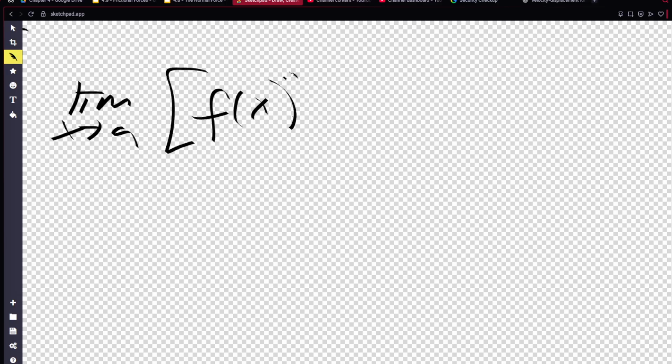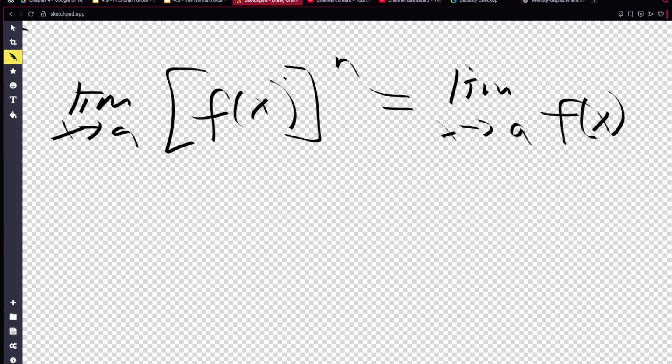We have the power rule. It's not the derivative power rule. It's just this: the limit of f of x to the power n is the same as the limit as x approaches a of f of x, all to the power n. To explain this in English, the limit as x approaches a of a function to the nth power is the same thing as the limit to the nth power. This should be pretty easy.